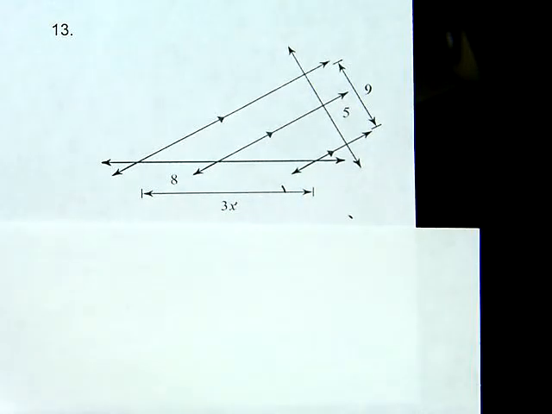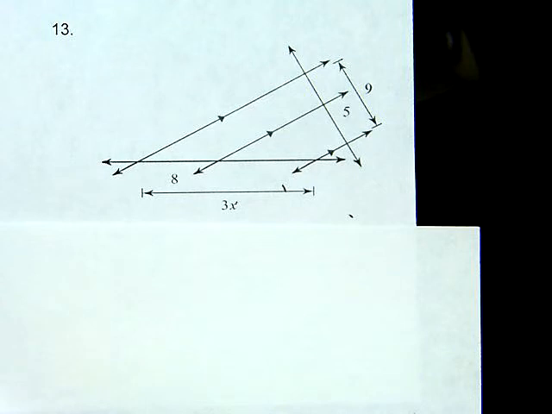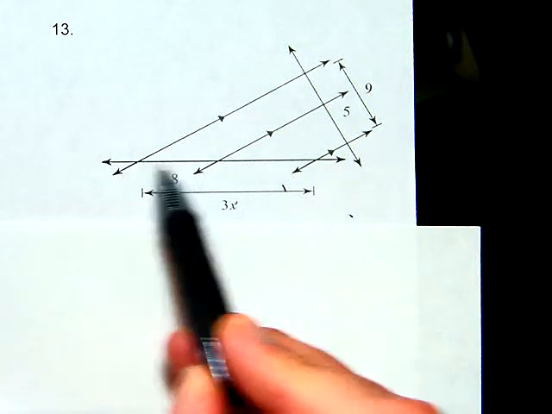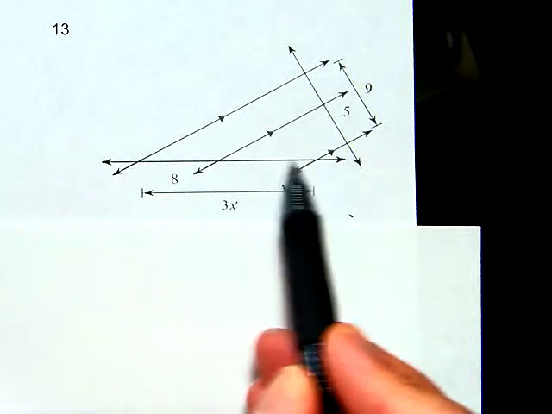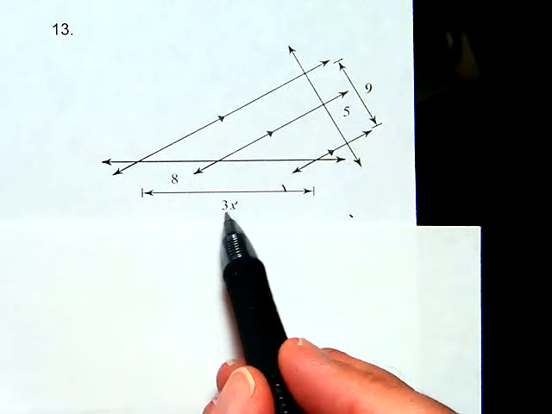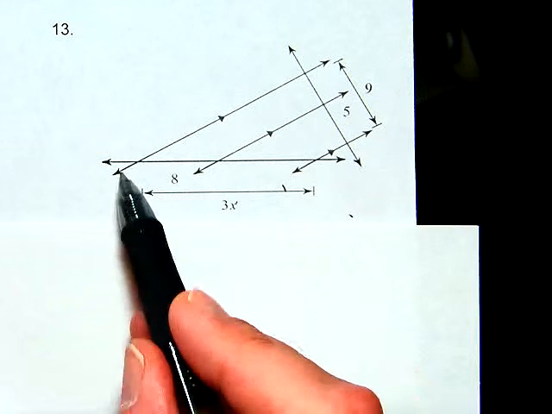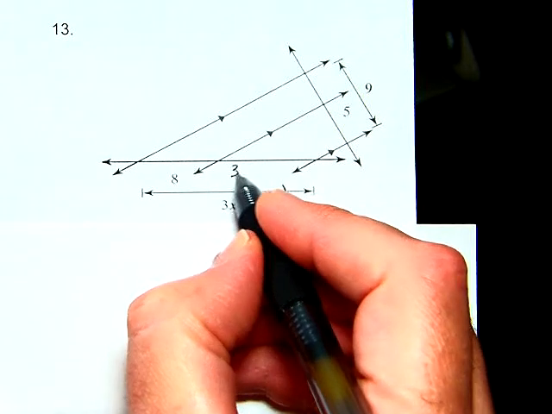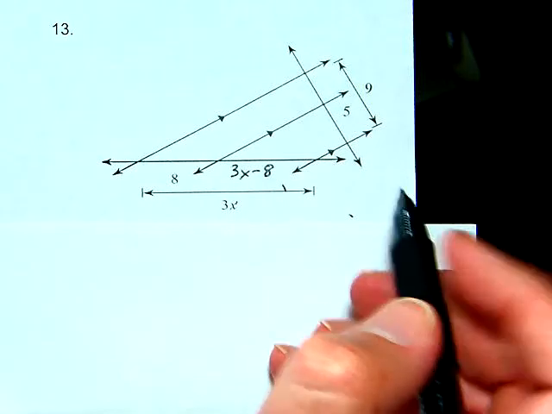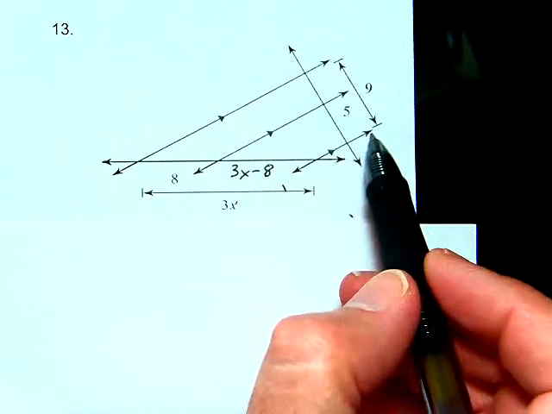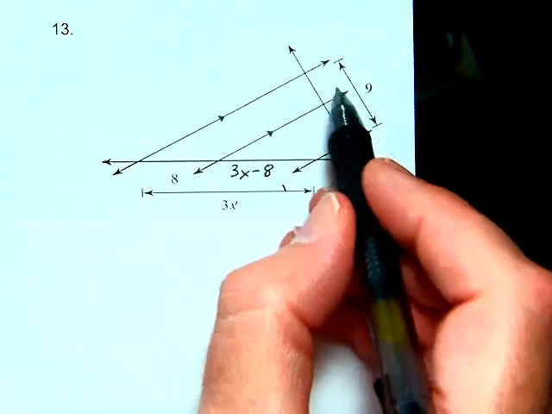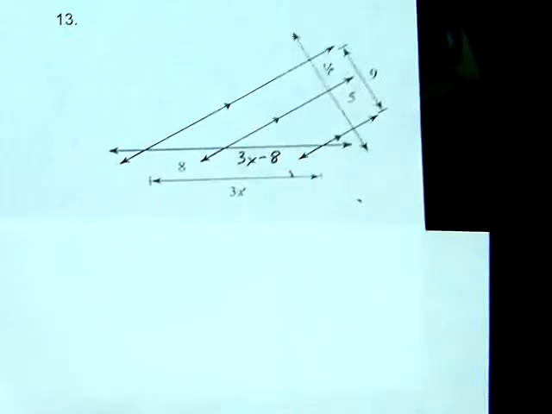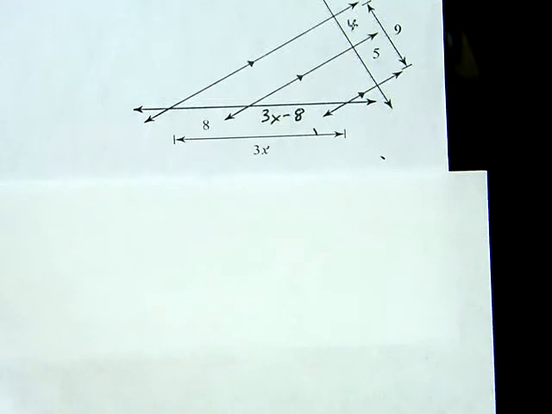We've got to do a little bit of work here because we're given this entire distance is 3x, and we're given that this segment is 8. We need to know the length of this segment. But I hope you can see, it's easy. It's 3x minus 8, right? Because the whole thing is 3x, we're subtracting 8, so what's left over is 3x minus 8. Here, the entire length is 9. The portion of this segment is 5, so the other segment has got to be 4 because 5 plus 4 equals 9.